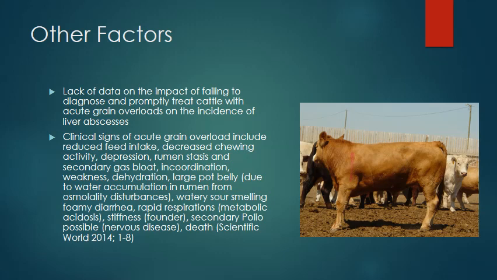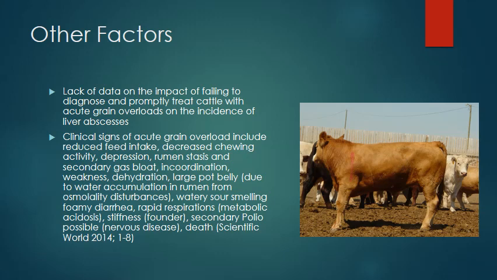We also don't know what the impact is on the incidence and severity of liver abscesses when we fail to diagnose animals with ruminal acidosis. If you look at the clinical signs of acute grain overload or acidosis, these include reduced feed intake, the cattle won't chew as often, they will be depressed, their rumen or stomach is not going to be moving very well, so they may have secondary gas bloat. If they have severe acidosis, they may be uncoordinated, weak.